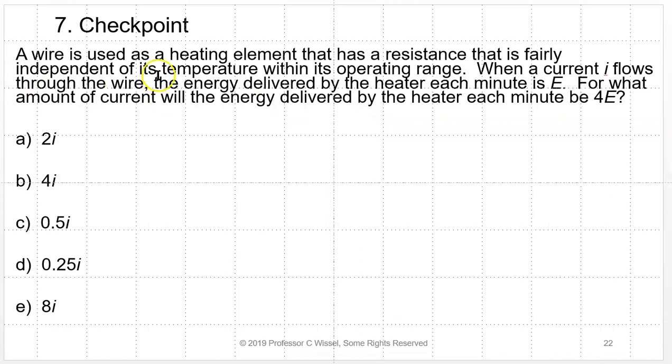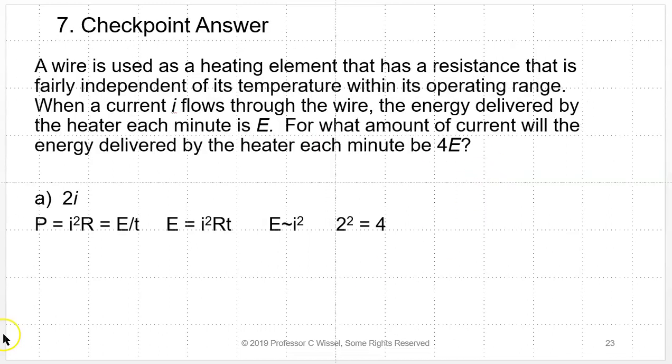A wire is used as a heating element that has a resistance that is fairly independent of its temperature within its operating range. When a current I flows through the wire, the energy delivered by the heater each minute is E. For what amount of current will the energy delivered by the heater each minute be 4E? It is actually 2. So power equals I squared R, and that equals E over T. So E is I squared RT. So E is proportional to I squared, and 2 squared is 4. So 2. Thank you.